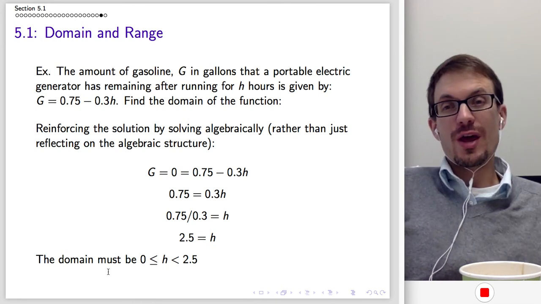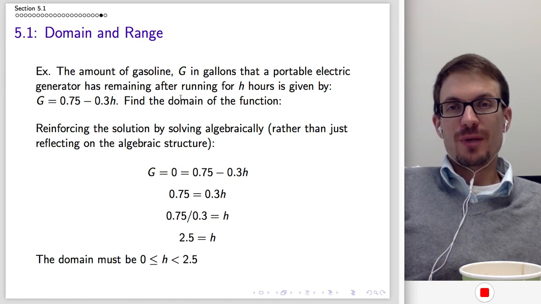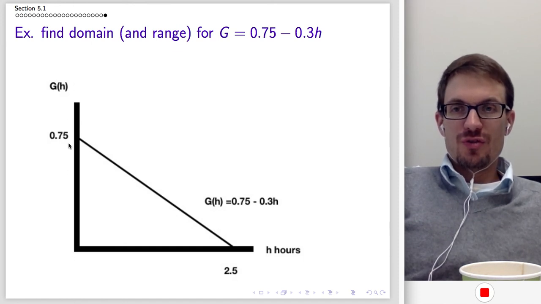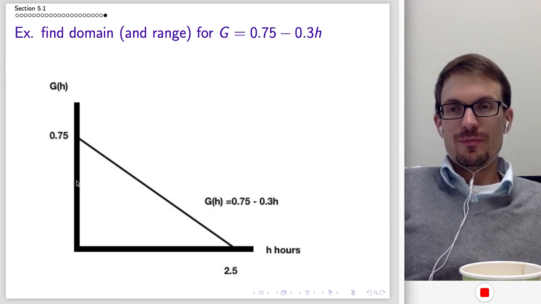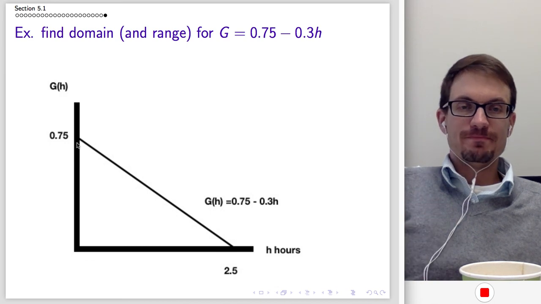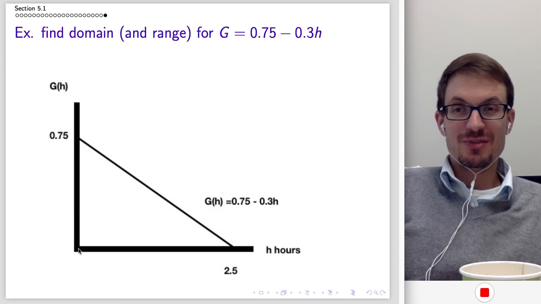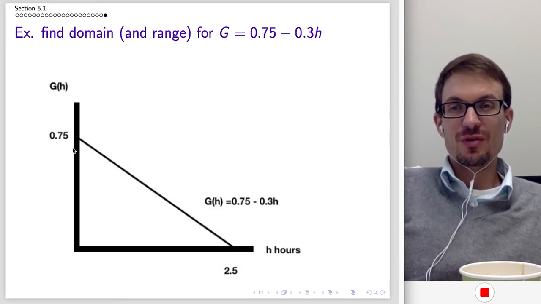What about for our range? Well, the range is going to be values of G that are positive, right? The range is going to be the vertical. We're going to allow the range to go in this direction. Our intercept is 0.75, but our range is going to allow positive values. We might actually restrict this. Maybe we restrict our intercept at time 0 to be the range. Maybe we say the range is just from 0. G is greater than 0 and less than or equal to 0.75.